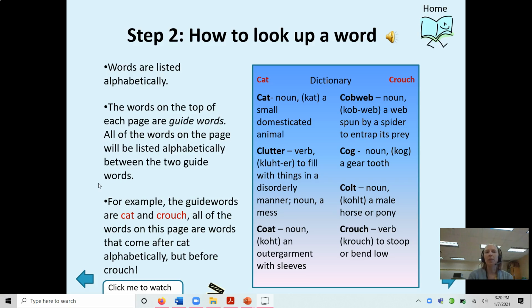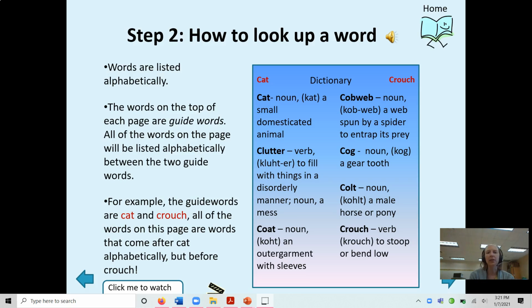How to look up a word. So when we have a dictionary, all the words are listed alphabetically. That means A comes first, followed by B, C, D, E, F, G, H, I, J, K, L, M, N, O, P, Q, R, S, T, U, V, W, X, Y, and Z.